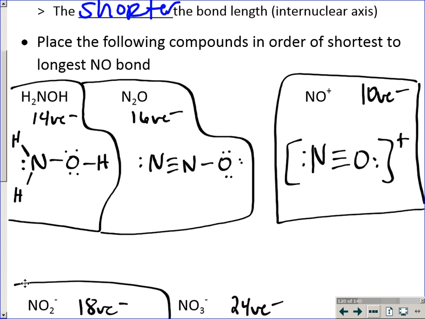So on your cation, when you're counting up, you have 5 valence electrons from nitrogen, 6 from oxygen. What happens when you have the plus charge? Subtract 1 from the overall. So it's 10 valence electrons. We have a triple bond.